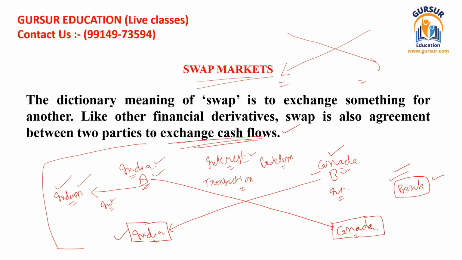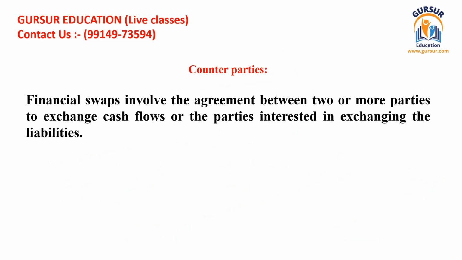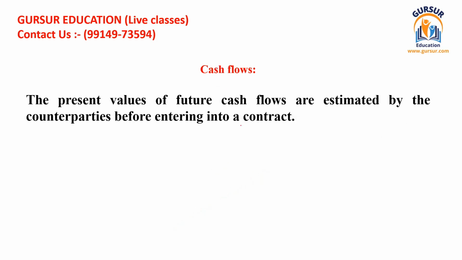Nothing is left, only some terminologies, and these are very easy to go through. First, there are the features. There are counterparties, the person of A country and the person of B country. Second, the facilitator. It's not necessary that these two parties know each other. Maybe they know each other through a broker, a middleman, and that middleman is known as a facilitator. Cash flow is simply the cash flow they are exchanging. It can be interest, principal amount, or some other cash flow. I have given you only one example, but cash flow can be of any type.